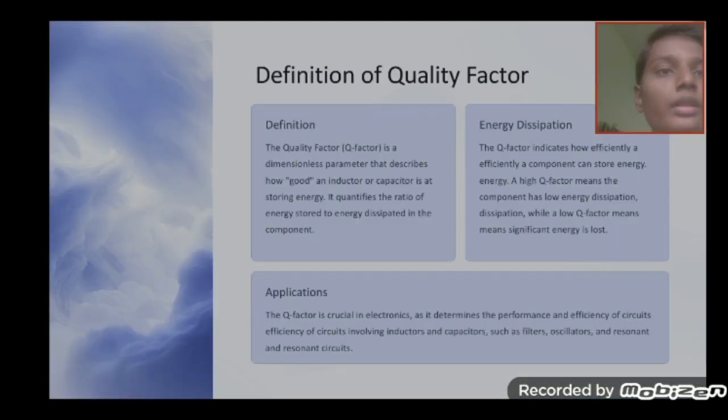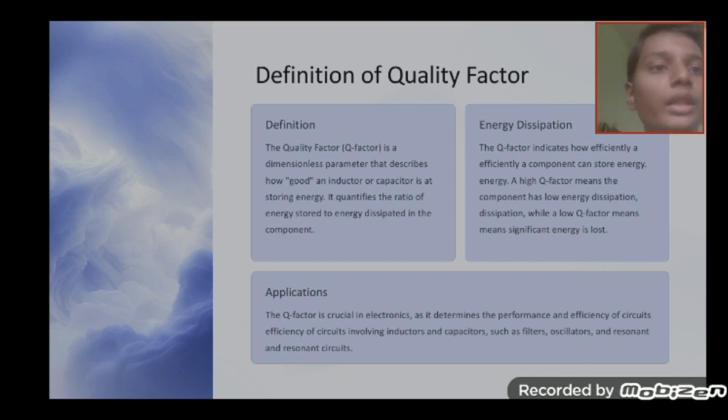Define quality factor. Definition. The quality factor, or Q factor, is a dimensionless parameter that describes how good an inductor or capacitor is at storing energy. It quantifies the ratio of energy stored to energy dissipated in the component. Energy dissipation. The Q factor indicates how efficiently a component can store energy.